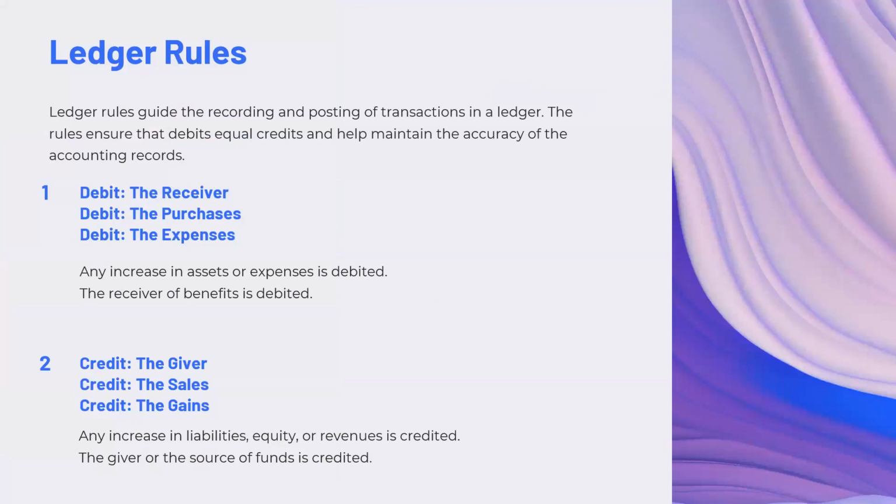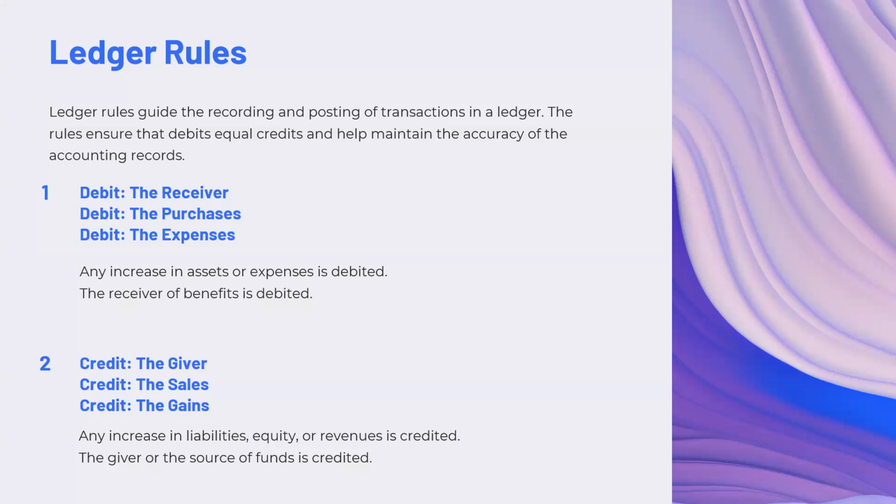So, before seeing how to make an entry, you have to know the ledger rules. That is, debit the receiver, credit the giver, and debit the purchases being done. If there is a purchase, obviously there will be an expense from the organization's side, and credit the sales. Obviously, if there is a sale, there would be gains. From the organization's point of view, you will be getting the money back. In the first case, any increase in assets or expenses is debited.